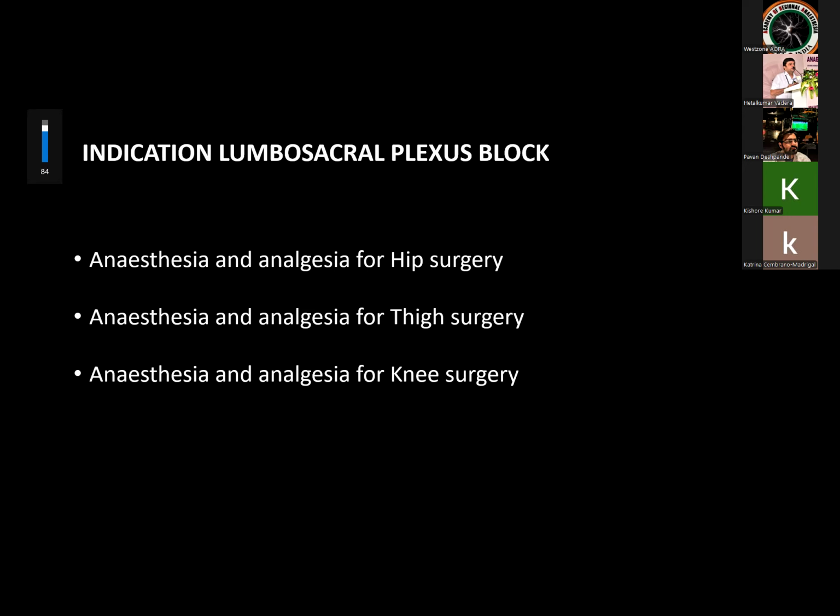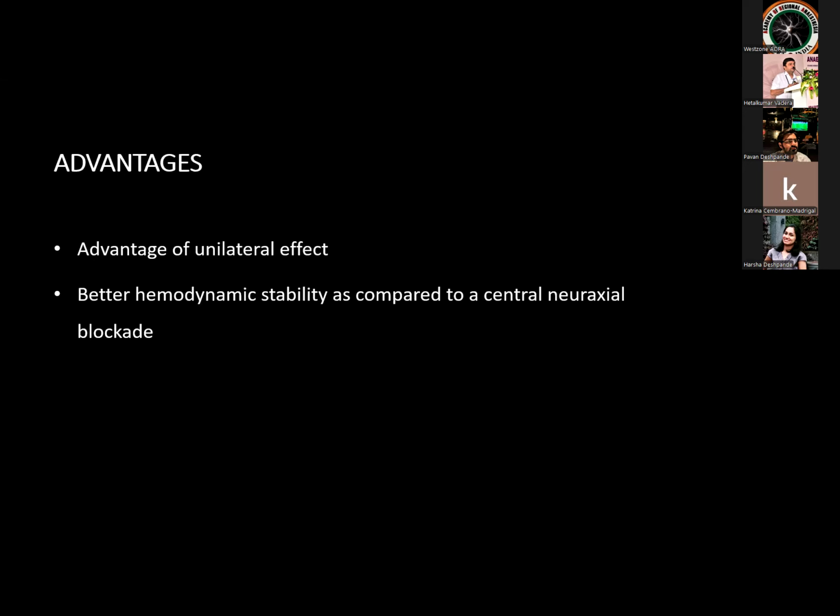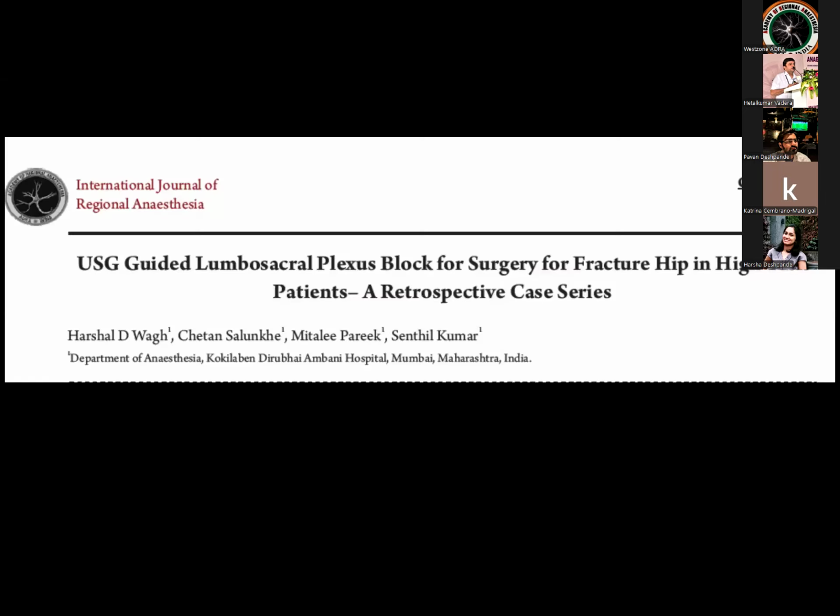So the indication is patients who are posted for hip, knee, or thigh surgeries and are high risk, such as cardiac patients who are not able to tolerate general anesthesia or a central neuraxial blockade. We can use a lumbosacral plexus block for analgesia or anesthesia of the particular surgery. The advantages are unilateral effect and better hemodynamic stability as compared to central neuraxial blockade.